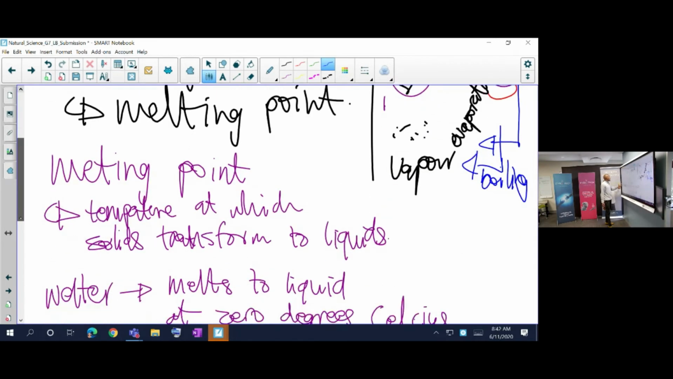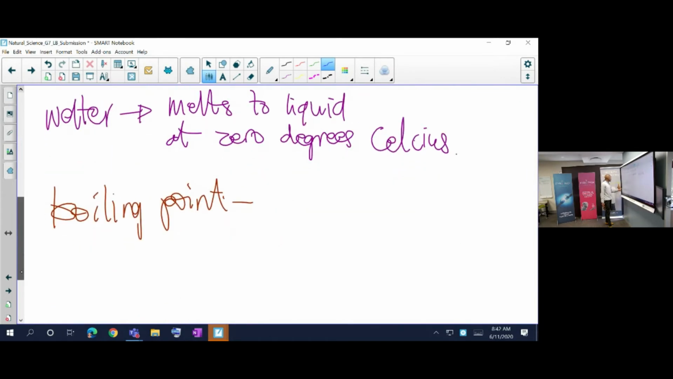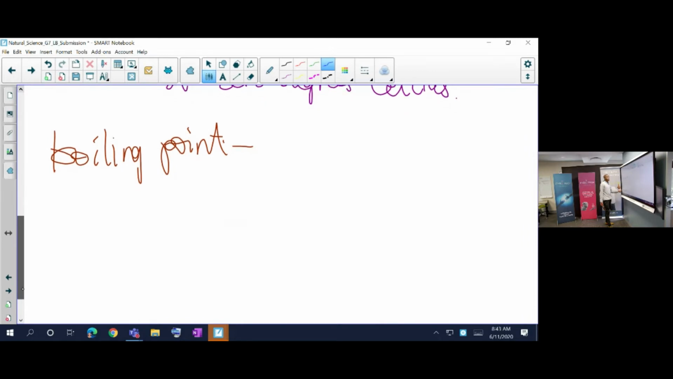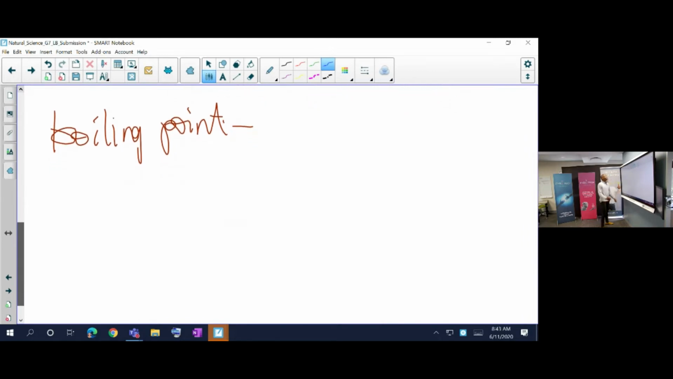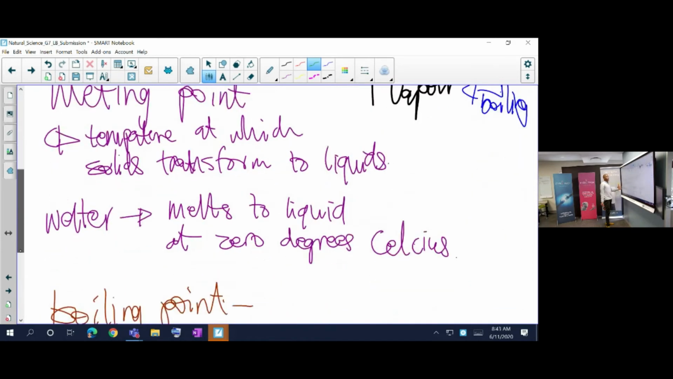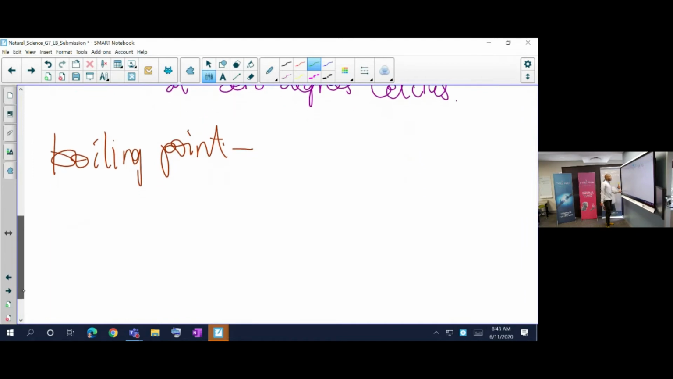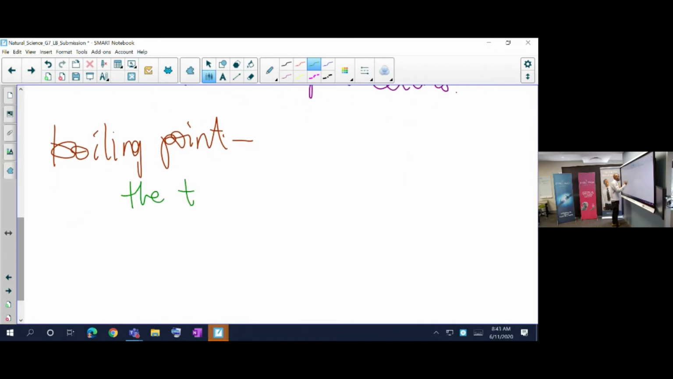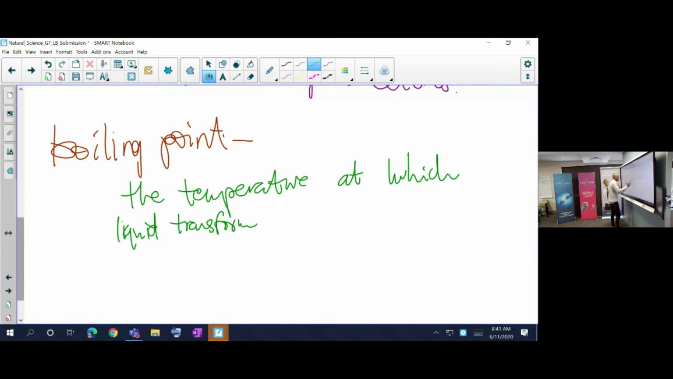So if melting is the temperature at which solids turn to liquids, the boiling point, and I know you have it there, in your head somewhere, you are formulating a nice definition for this, because it should easily become the temperature at which liquid transforms to vapor.